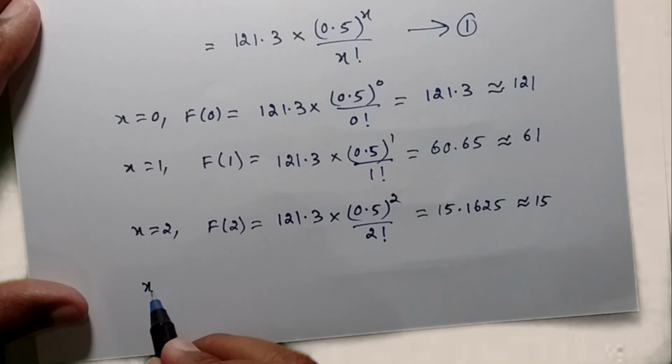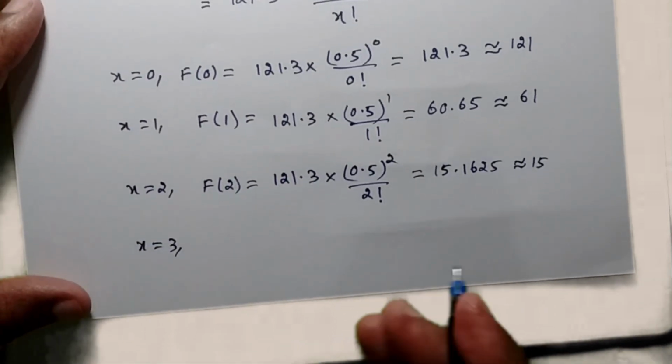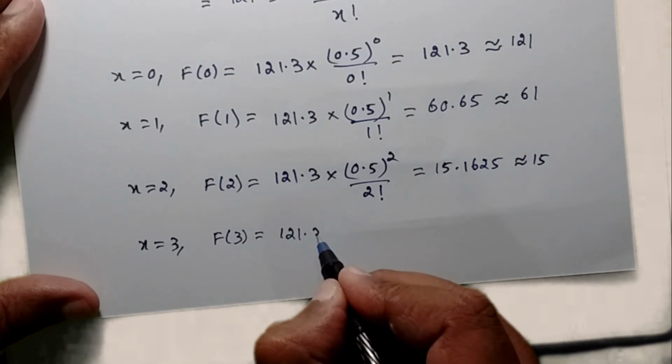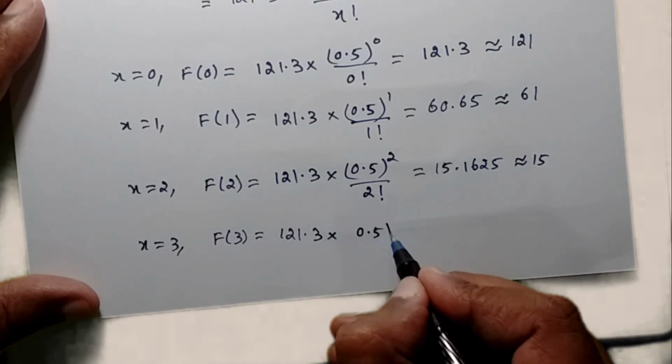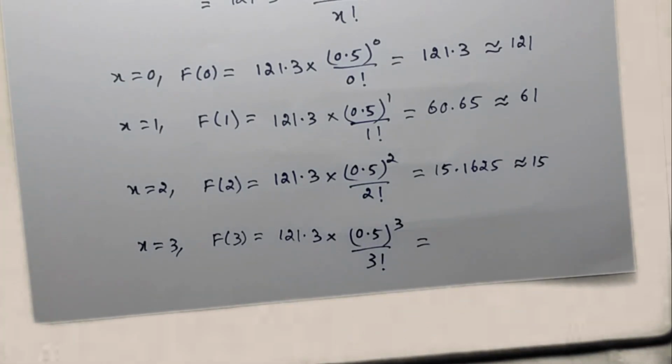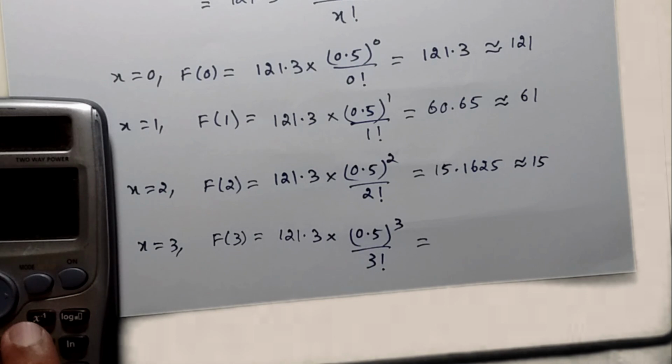Next go for x equals 3. f of 3 will be equal to 121.3 into 0.5 cubed divided by 3 factorial. 3 factorial is 6. You can just use the calculator and simplify that result.